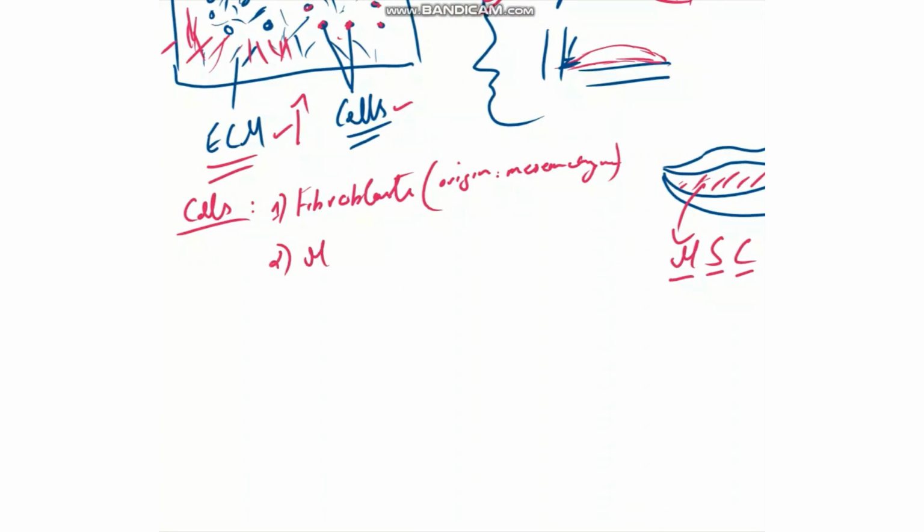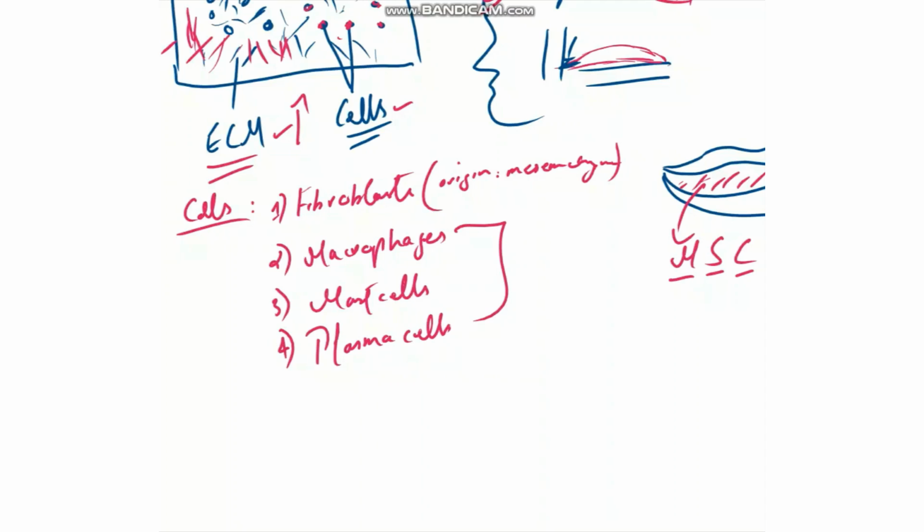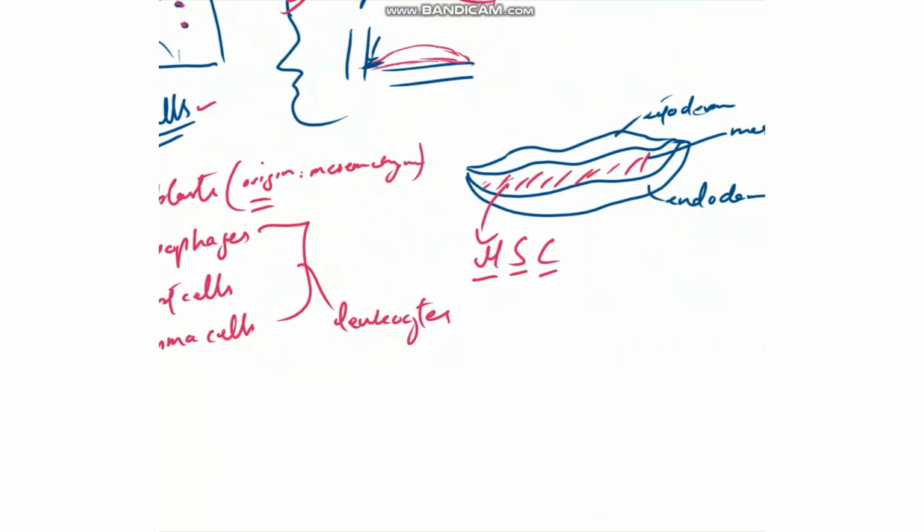Another would be your macrophages. These are white blood cells. We will study them in detail in a bit. Macrophages, mast cells, and plasma cells. We will study each of these in detail in a bit. Okay, macrophages, by the way, these are leukocytes, white blood cells. They originate from, as we studied the origin here for the fibroblasts, the hematopoietic stem cell, which is present in your bone marrow.